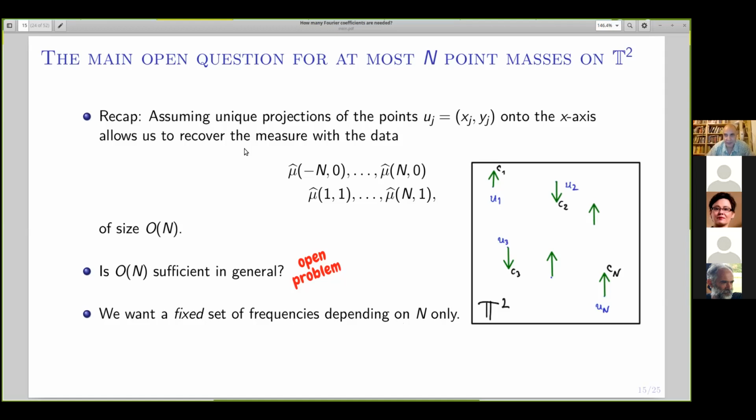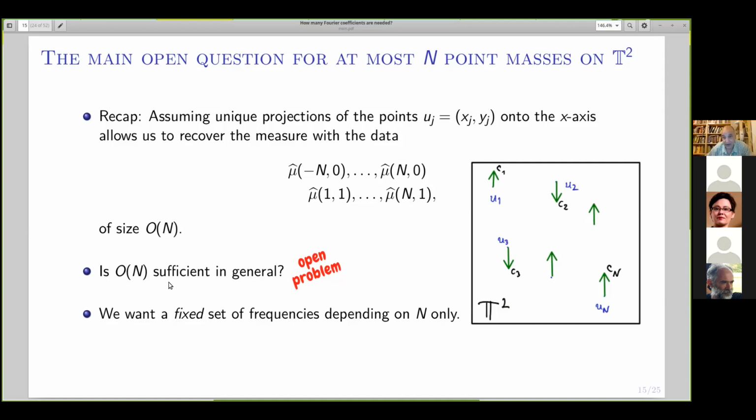We are assuming that the points project uniquely onto the x-axis, and we use this data that you see here, which is, again, order of n data. It's about 2n or 3n. And we get our results under this assumption. And the great open problem here, which I'm not going to close today, is: is order of n sufficient?